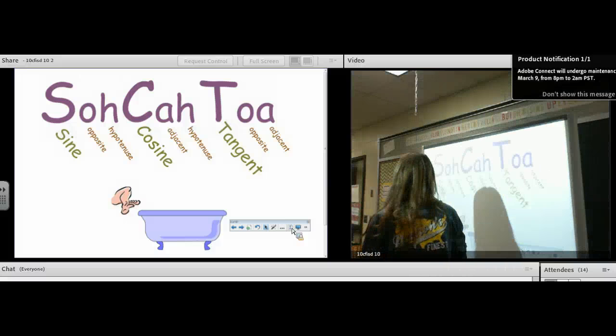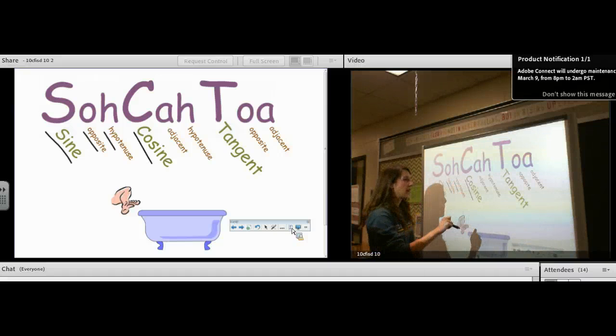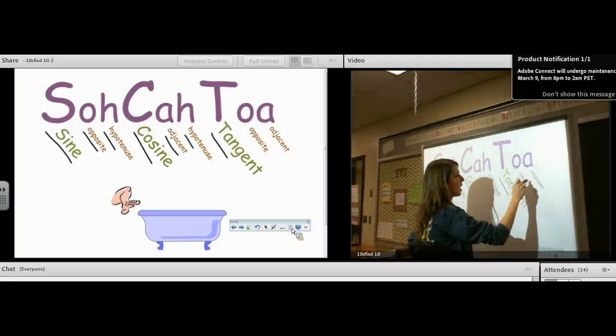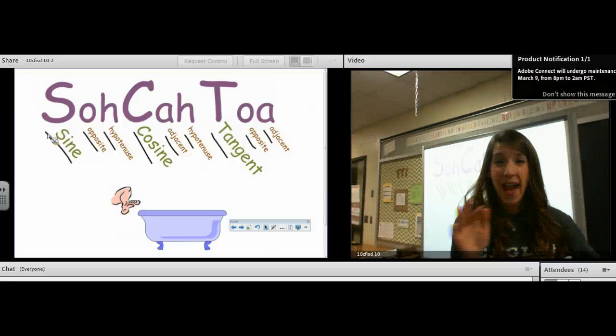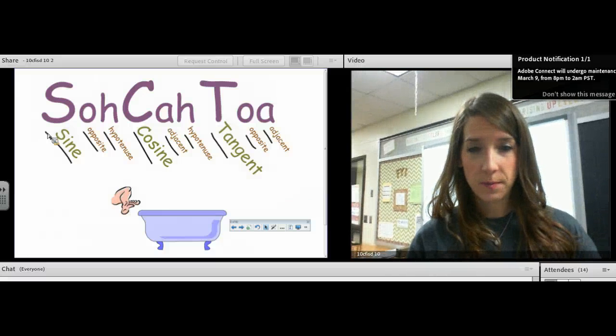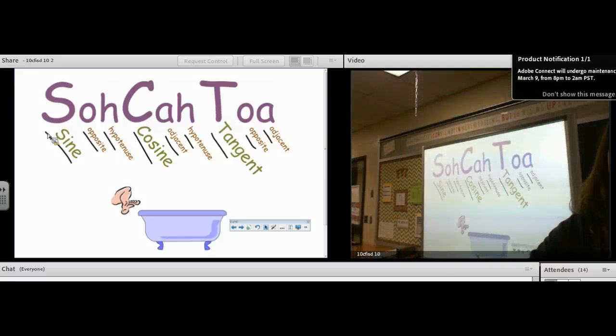Because the S, obviously, stands for sine. You should be writing this down in your notes, by the way. And then we've got opposite over hypotenuse. C is cosine, adjacent over hypotenuse. T is tangent, and it's opposite over adjacent. So hidden in that one acronym is everything you need to know about trig for geometry. Sohcahtoa.